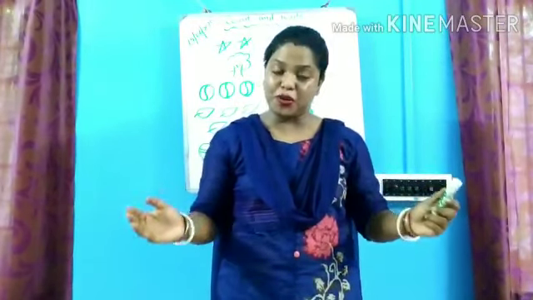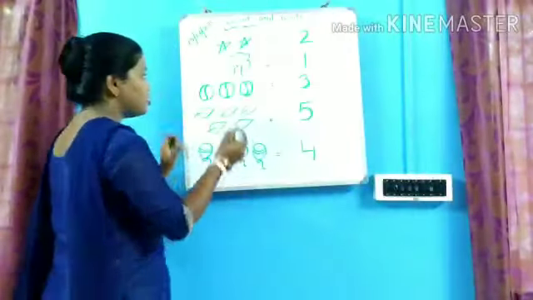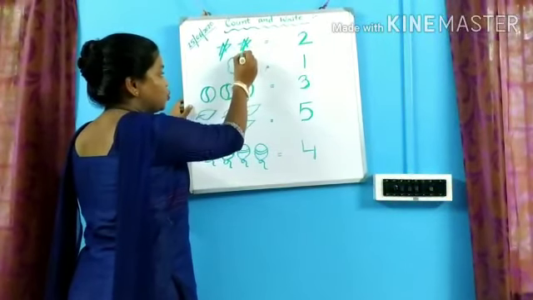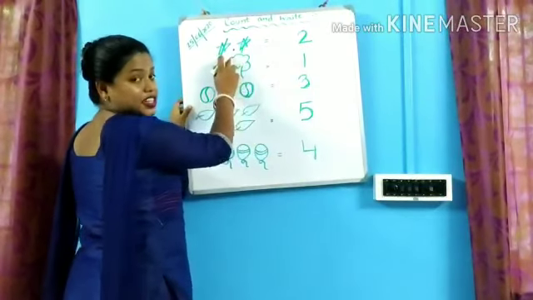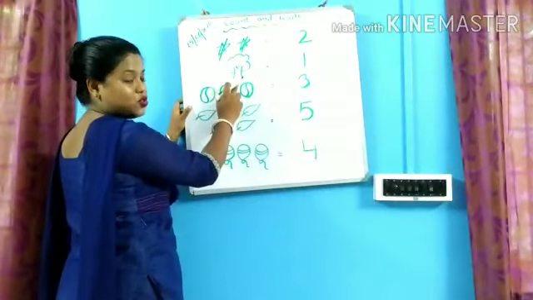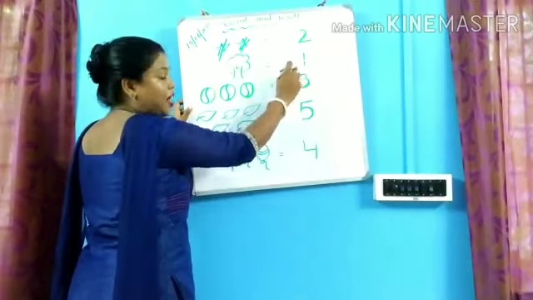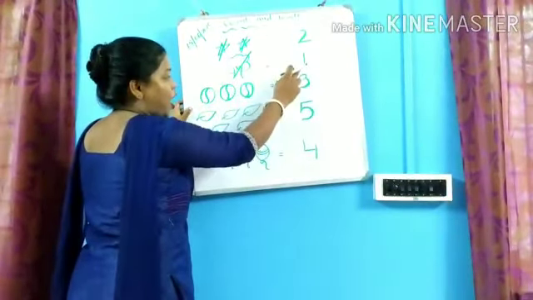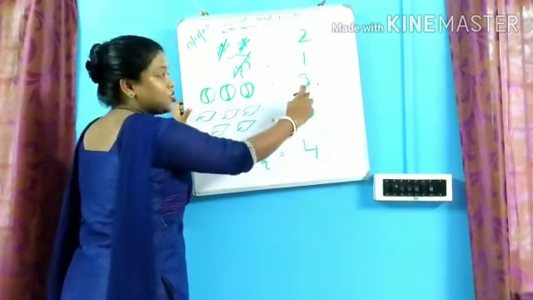Now, let's repeat it once again. Come. First, one, two. Two stars. How many trees? One tree. How many trees? One tree.